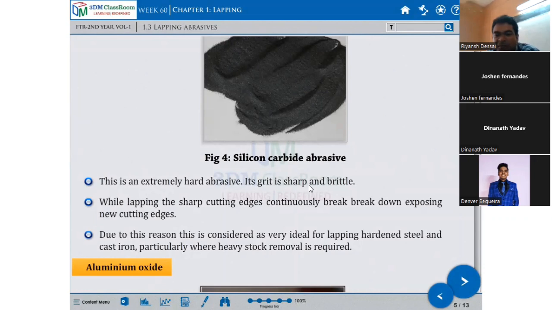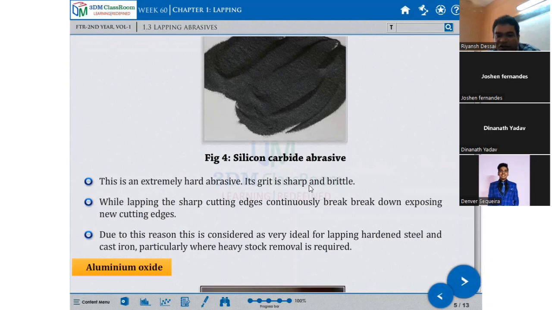While lapping, the sharp cutting edges continuously break down, exposing new cutting edges. So generally this is how it works while doing the lapping operation. The sharp edge cuts, breaks, and again a new edge becomes sharp, like this continuously, and removes the material.